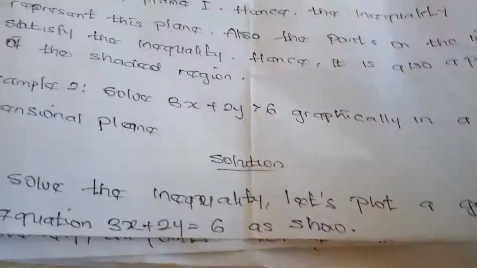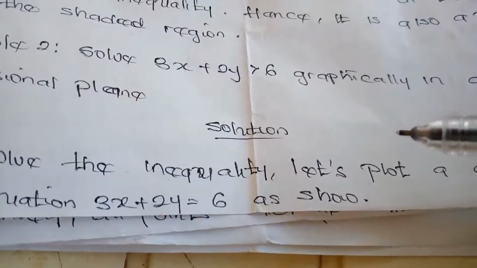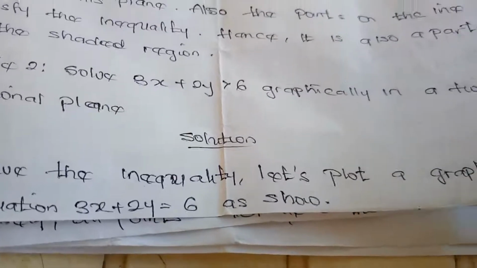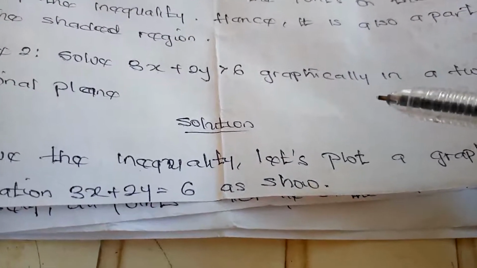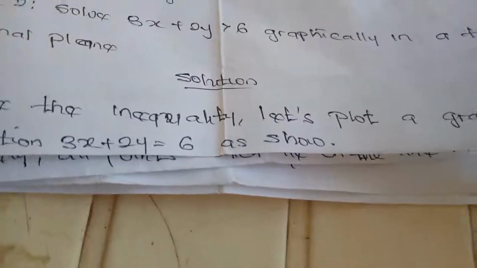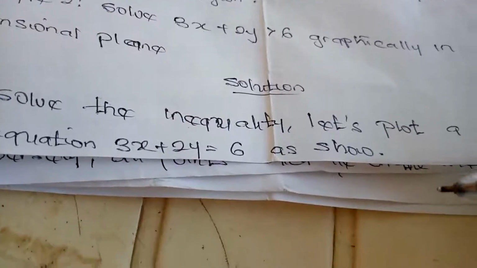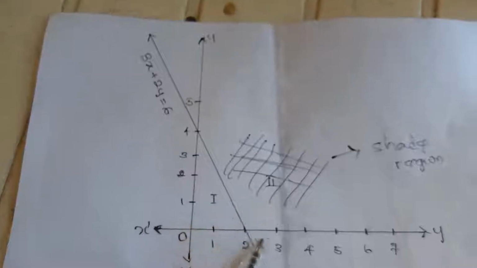Example 2. Solve 3x plus 2y greater than 6 graphically in the two-dimensional plane. Solution. To solve the inequality, let's plot a graph of the equation 3x plus 2y equals 6. So now see the graph here. This is how the graph looks: 3x plus 2y equals 6.